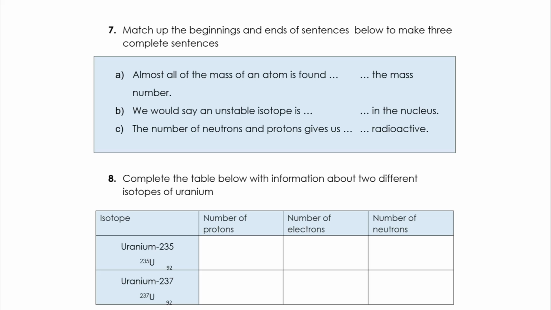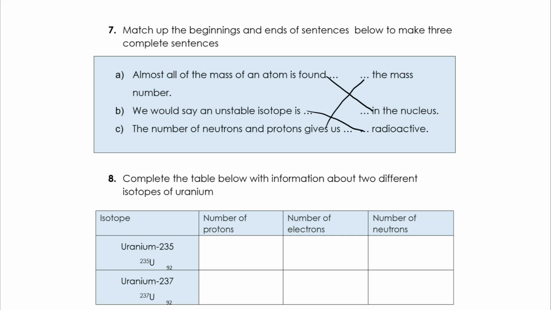And now let's review. So the majority of the mass of an atom is found in the nucleus. Now remember, protons and neutrons have a relative mass of 1. Electrons are almost 2,000 times smaller, so that helps you to understand why. We would say that an unstable isotope is radioactive, and the number of neutrons and protons gives us the mass. We know that because it gives us the mass number.